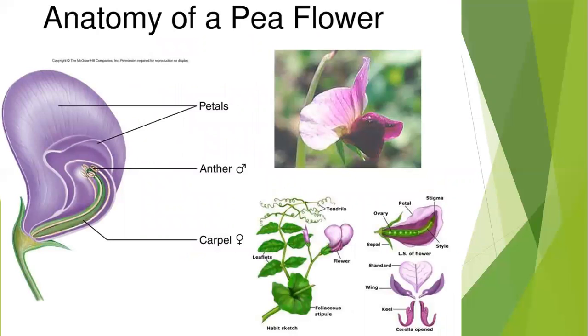So here's the anatomy of a pea flower. You can see that it has an anther and a carpel. Thus, the single flower has both male and female components, hermaphroditic. Thus, a single pea plant could produce genetically identical offspring.